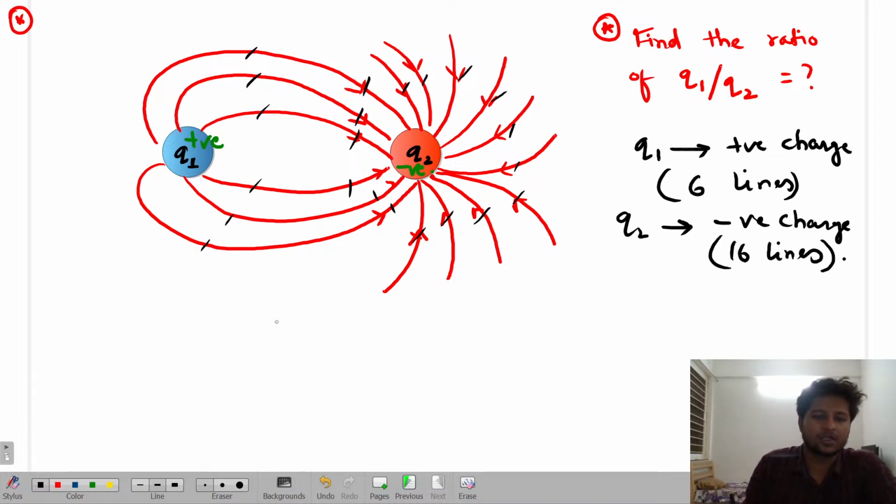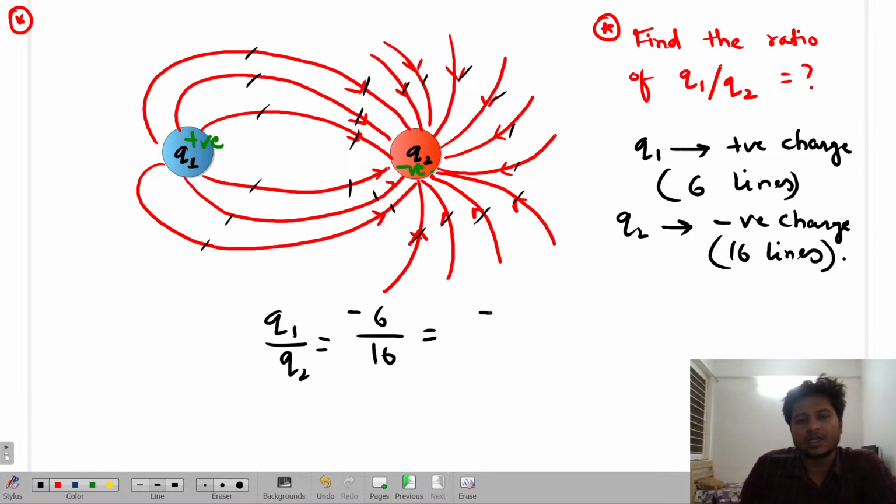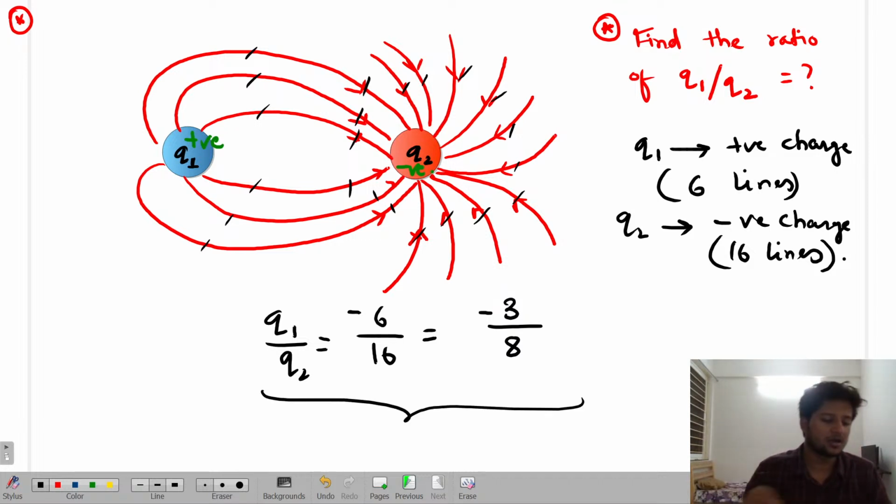16 lines. So therefore Q1 by Q2 is how much? Simple, 6 by minus 16. Right or not? Or you can write minus 6 by 16, which is equal to how much? Minus 2, 3 is 6, 2 8 is minus 3 by 8. So ratio of Q1 by Q2 is minus 3 by 8. Are you able to get me or not?